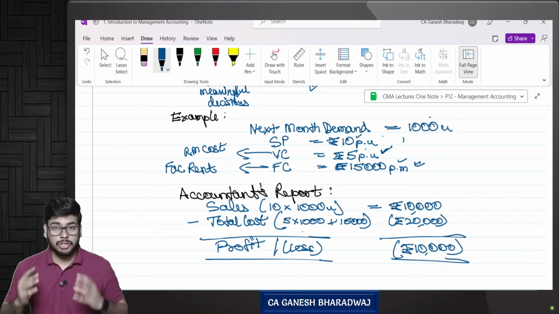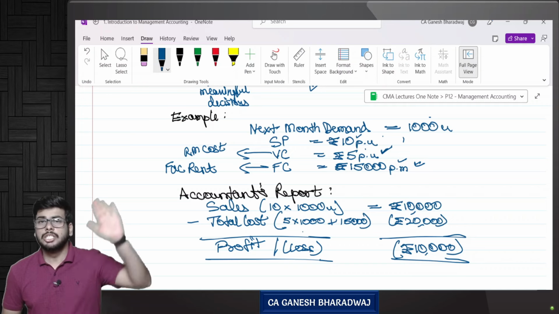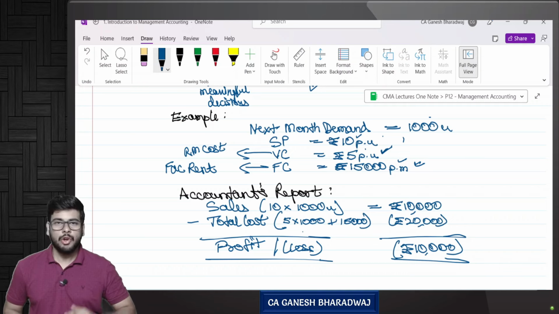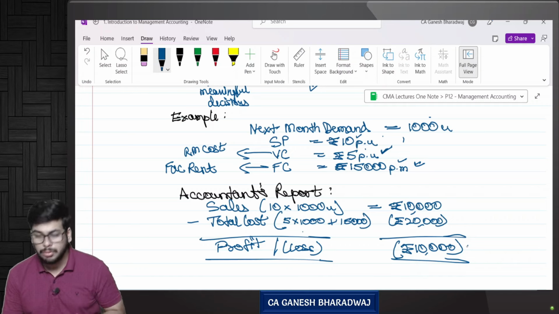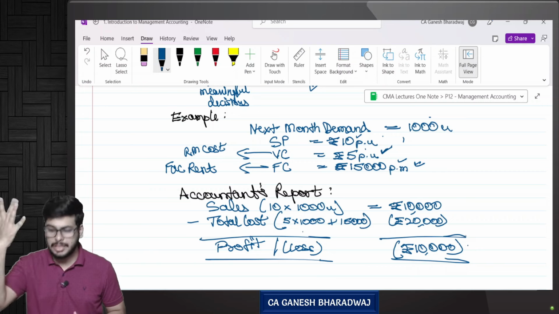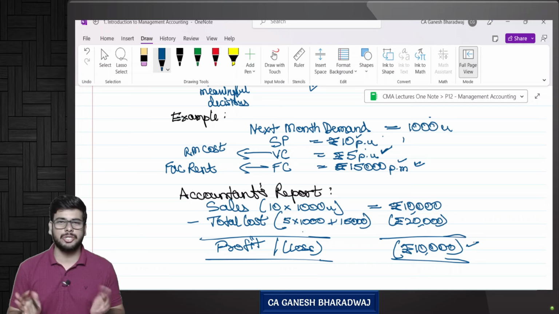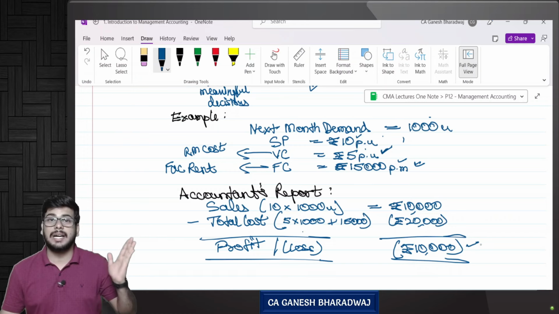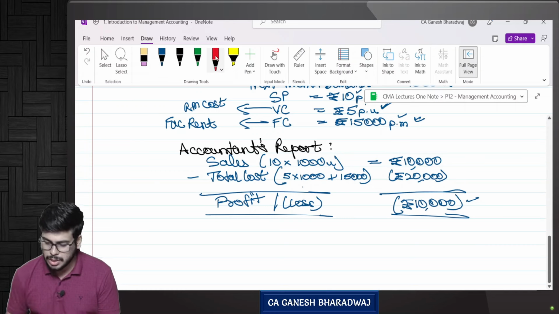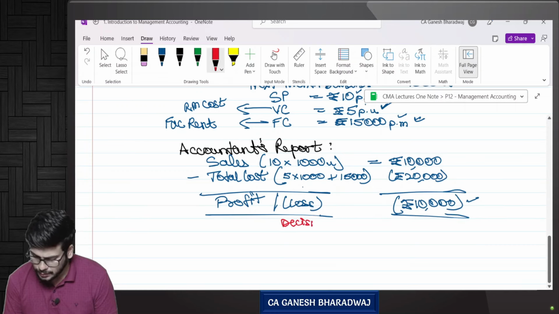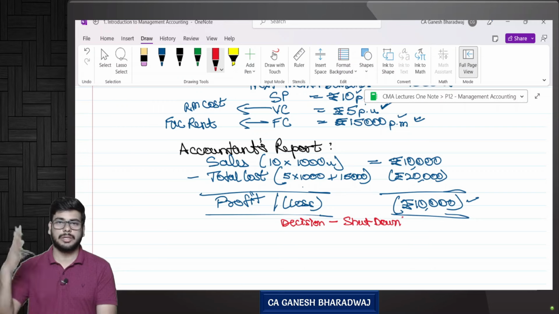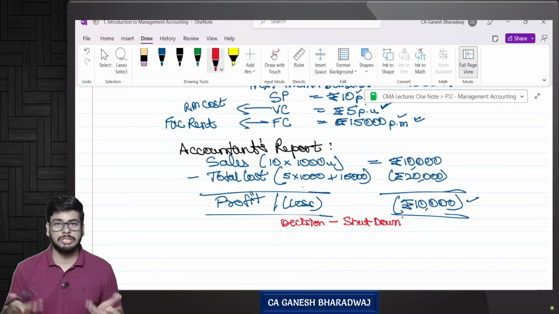So suppose you are a normal accountant, not a management accountant, and you were asked to advise the managing director. You will say, sir, no, sir, you don't keep it open next month, keep it shut down only. Why? Because if you keep your factory open, produce 1000 units and sell it, you will be incurring a loss of 10,000 rupees. Don't do it. Clear? So this will be the decision that a normal accountant will give. The decision will be: shut down. He will say, sir, please shut down, because there is going to be a loss of 10,000 if you continue the business.